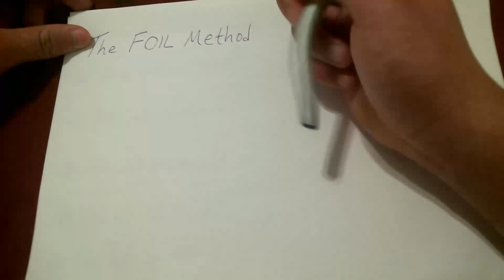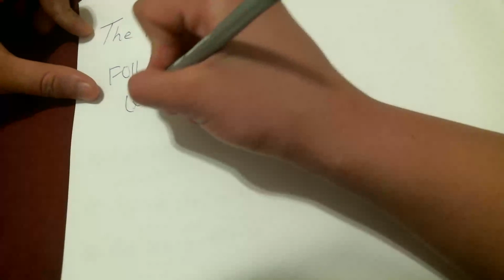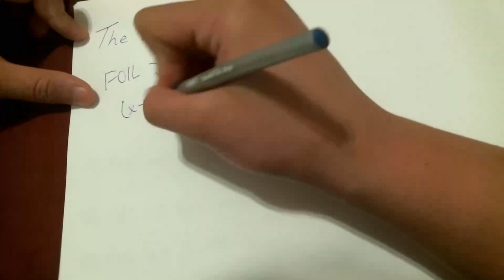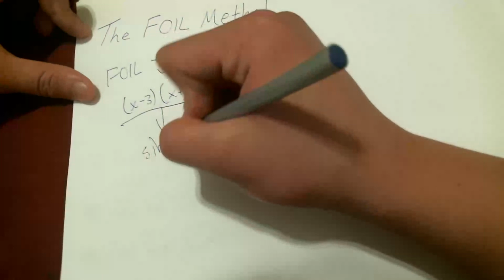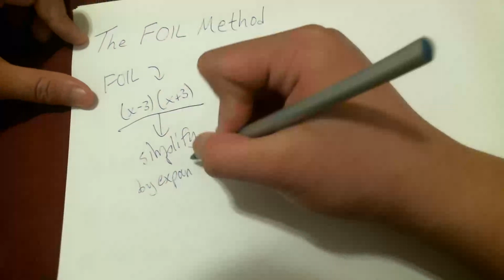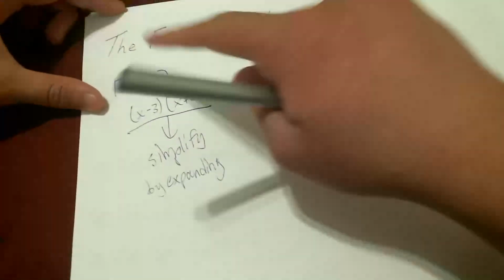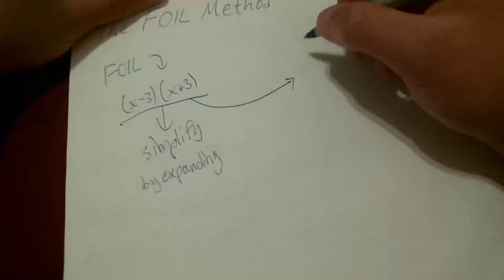Today I will be helping you with the FOIL method and how it is used to expand the product of two expressions. The FOIL method is used to expand expressions like x minus 3 times x plus 3, and you would simplify it by expanding it. Today I'll be helping with how to complete this, but first let's try solving this.